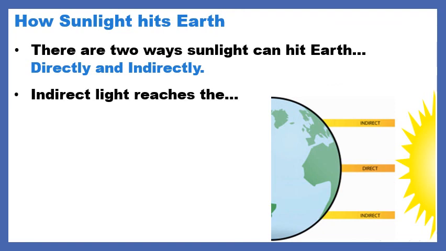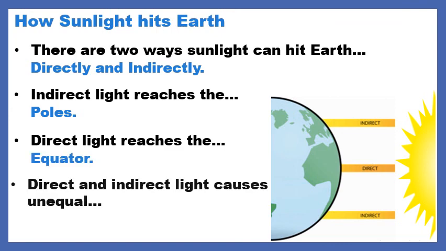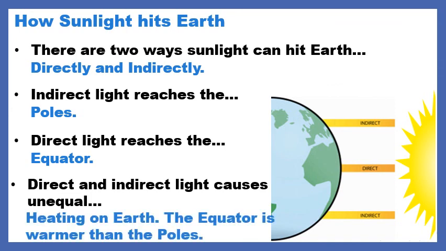So indirect light reaches, use the picture to help you, what part of the globe gets indirect light from the sun? The poles. And direct light reaches, again, use the picture to help you, the equator. Direct and indirect light causes unequal, so what is different because the equator gets direct light and the poles get indirect light? It causes unequal heating on Earth. The equator is warmer than the poles because it gets direct sunlight.